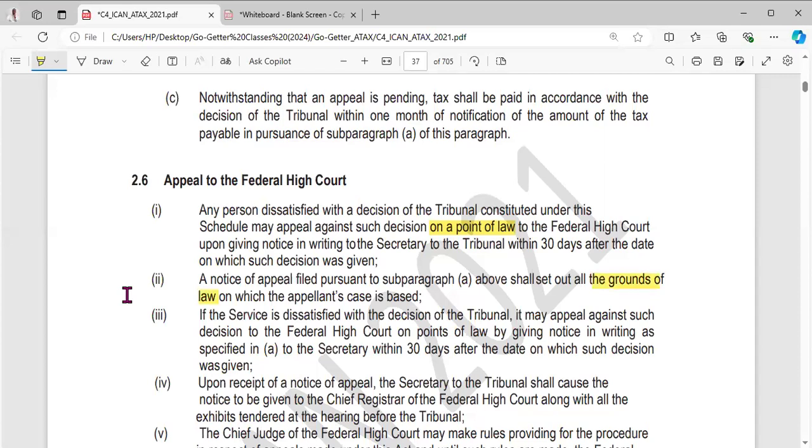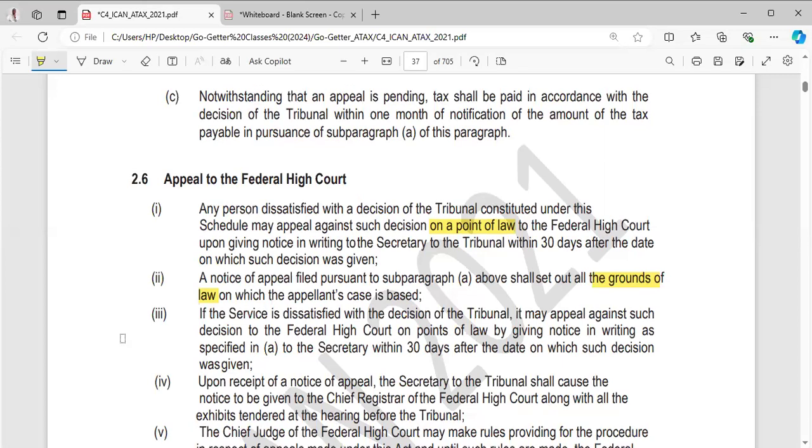If the service is dissatisfied with the decision of the tribunal, it may also appeal such decision to the Federal High Court. So the first one was a person. Now it is this service. Maybe they award the judgment to the person. The Federal Inland Revenue is not happy. They could also do that within 30 days.